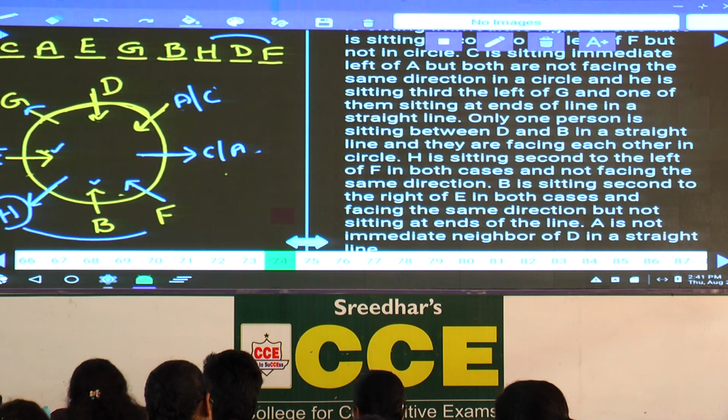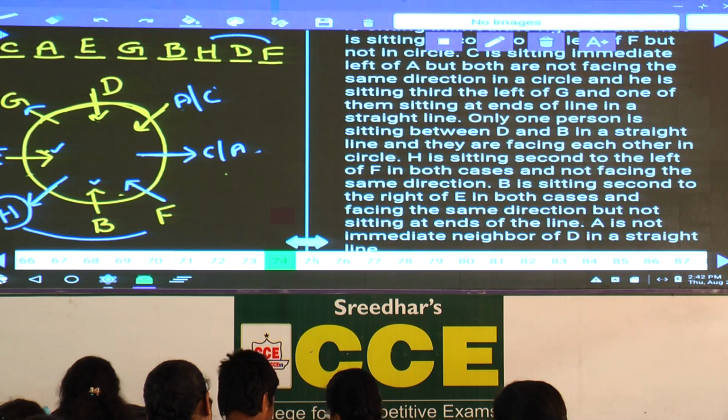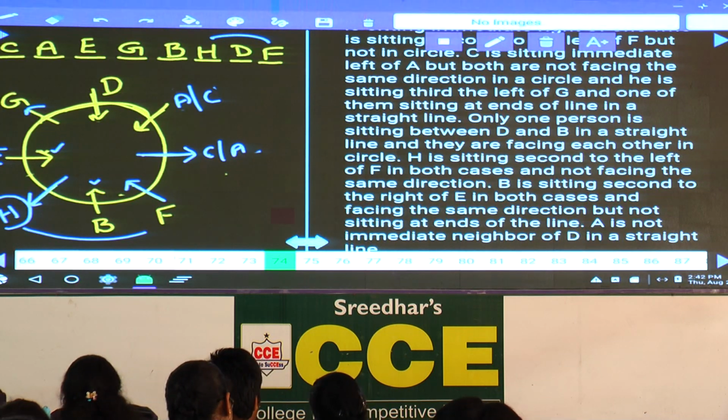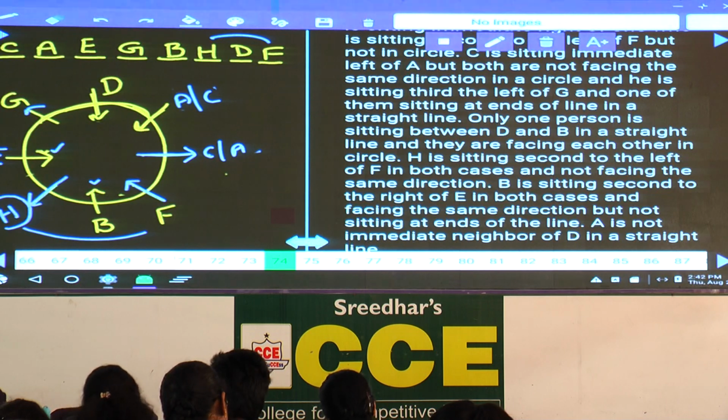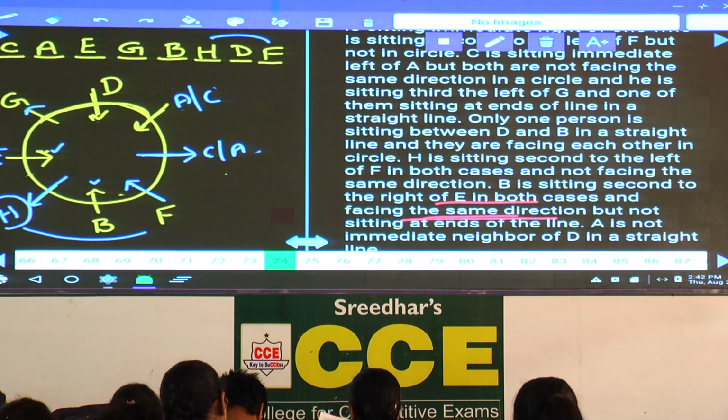B is sitting second to the right of E in both the cases and facing the same direction, but not seated at the extreme ends of the line. As B is sitting second to the right of E in both the cases, we have the information here. And facing the same direction, that means B and E are facing the same direction. Earlier we have taken one assumption.